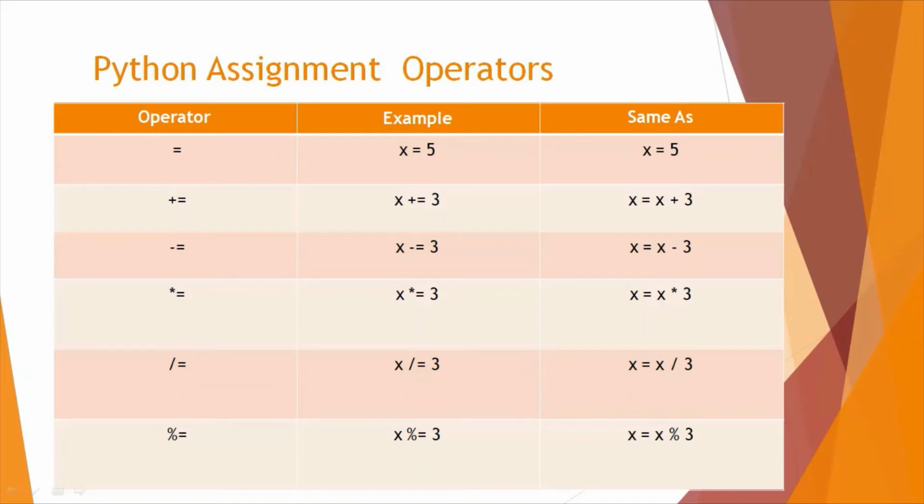Multiply and equals: x times equals 3 is the same as x equals x multiplied by 3. And similarly for division, x divide equals 3 is x equals x divided by 3. And for modulus, x equals x modulus 3. And all of them are similar to each other.